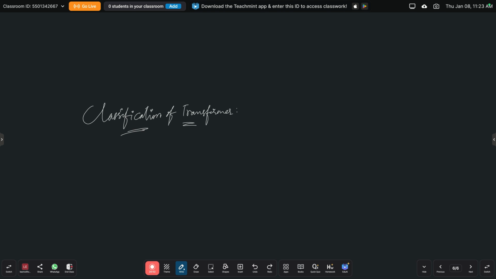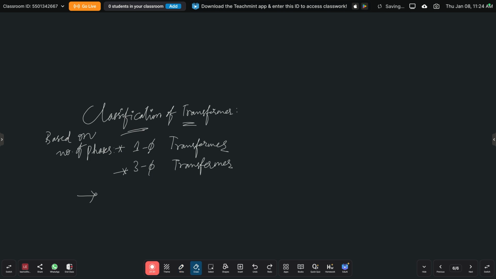Based on the phases, we have two types, that is a single phase transformer and three phase transformer. Based on the number of phases, we are going to represent as a single phase transformer and three phase transformer.